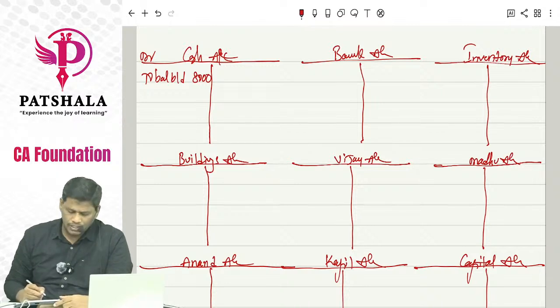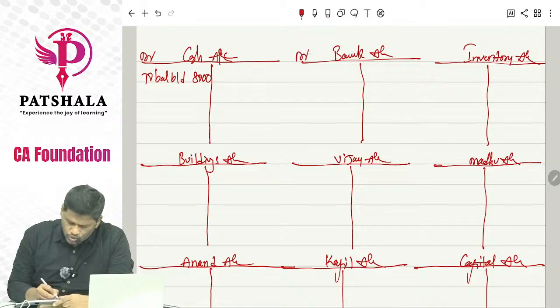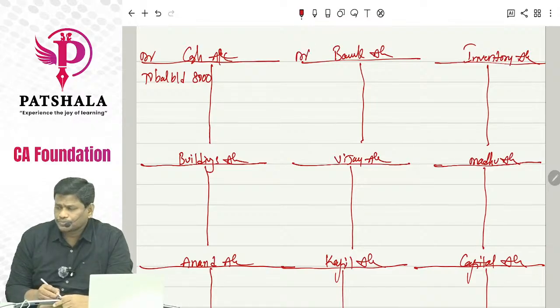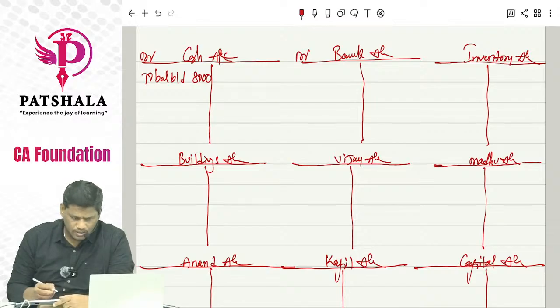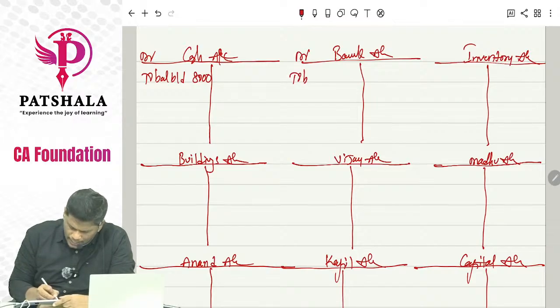Understood? Next. Bank also shows a debit balance. Go to bank account. Write the date again, 2022 January 1st. Write 'To balance brought down'. How much? 25,000.